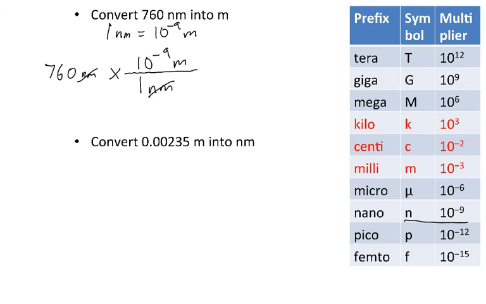So when I plug this into my calculator, I get 7.60 times 10 to the minus 7 meters.